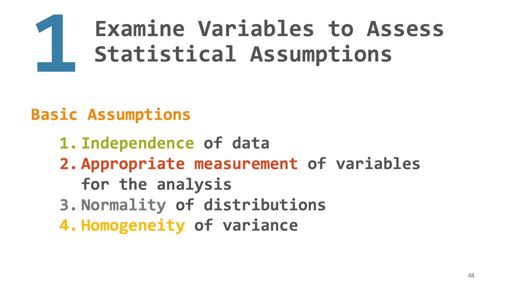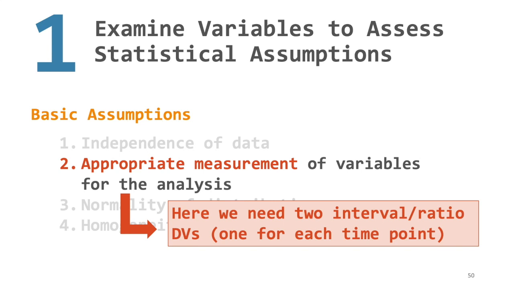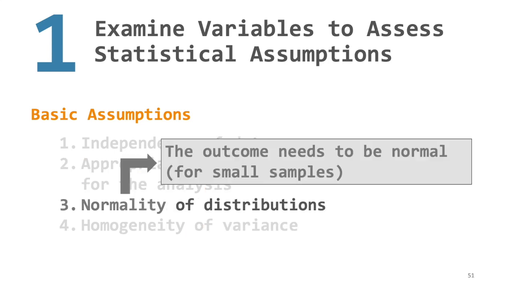The assumptions are going to be very similar. The independence of data refers to the individuals in the sample, not across time, just is person 1 influencing another person in the sample. Appropriate measurement, same thing, we need 2 interval ratio DVs, 1 for each time point. Normality, the outcome needs to be roughly normal. In that case, it's going to be the difference score should be roughly normal.